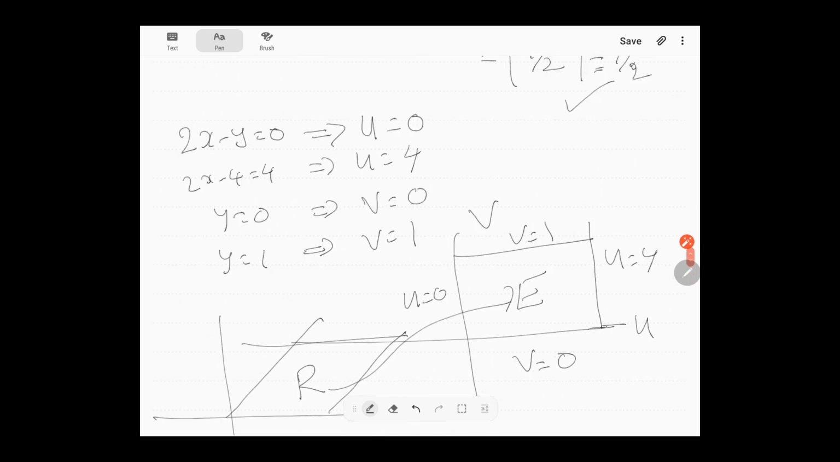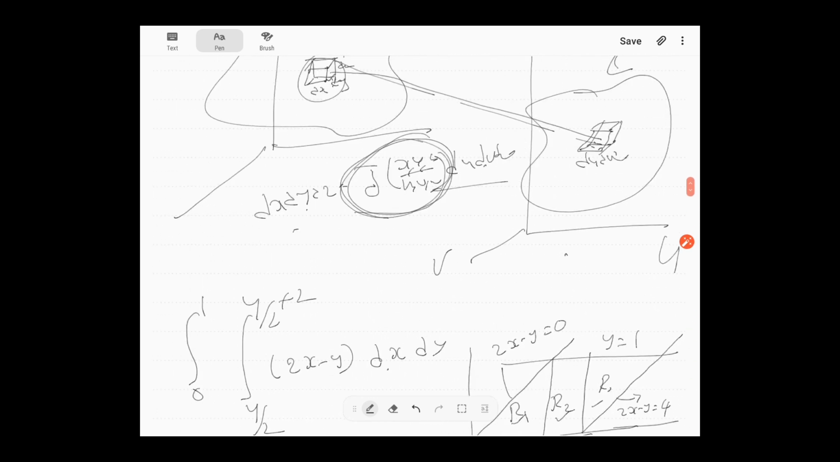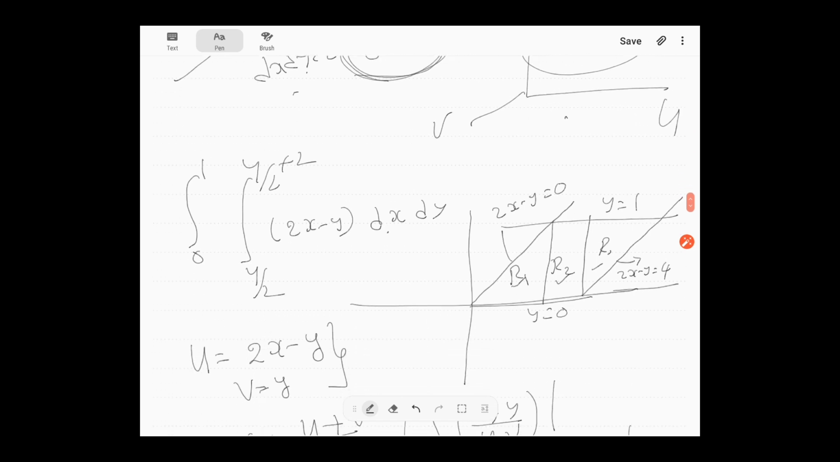Even if you integrate this by the usual method, you will get the same. So this is example 1.